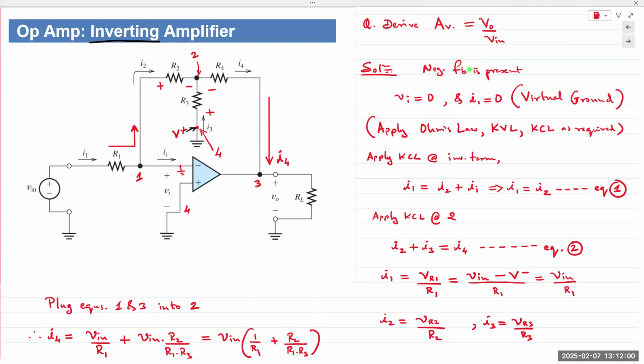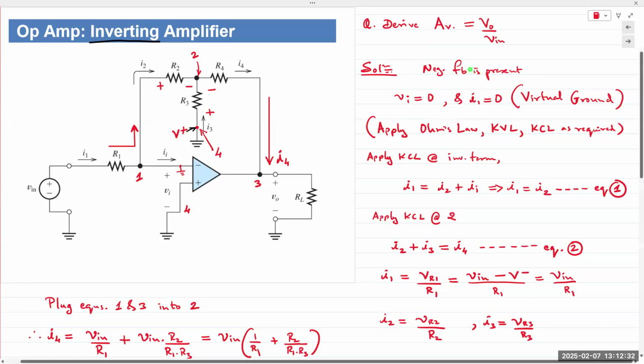The gain for the circuit, AV, of course, is the ratio of the output voltage to the input voltage, V out over V in. So let's go to the usual first steps. First, we want to verify whether negative feedback is present. So we see here that the output is fed back into the inverting terminal. So yes, negative feedback is present.